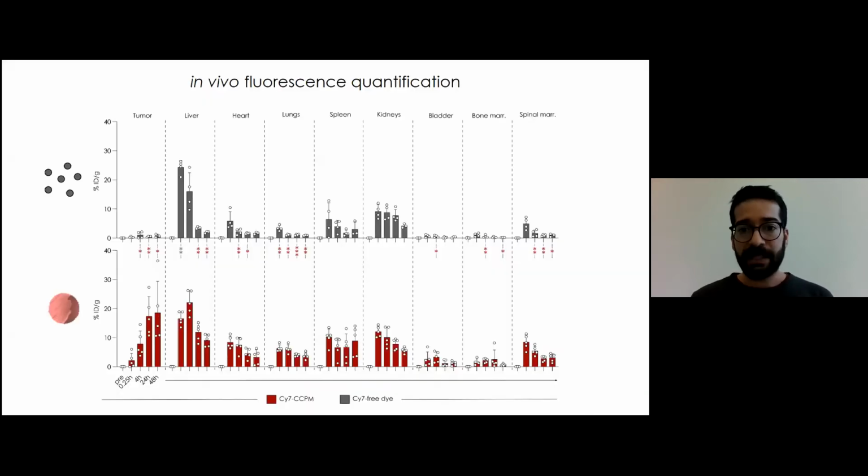As I said at the beginning of my talk, this technology gives us the opportunity to quantify fluorescence. And this is what we did. You can see on the top line in gray the quantification of the free fluorophore, and on the bottom line in red the nanoparticle accumulation. As we can appreciate, the tumor targeting is very strong when we use the nanoparticle. And if we focus on the heart, for example, we can see higher circulation half-lives.